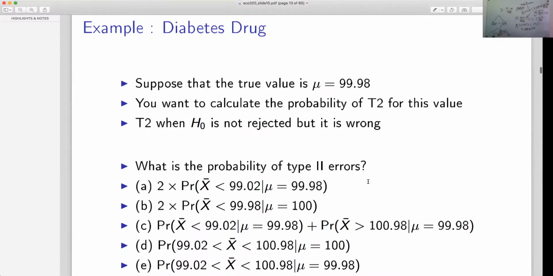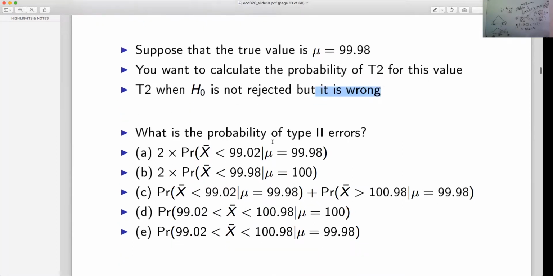So let's continue with the diabetes drug. Just suppose that the true value is 99.98. You want to calculate the probability of type 2 error for this value. Type 2 error is when the null is not rejected but it's wrong. So conditioning on it being wrong, the probability that it is not rejected is the thing we are looking for, right? So based on that, what is the probability of type 2 error?